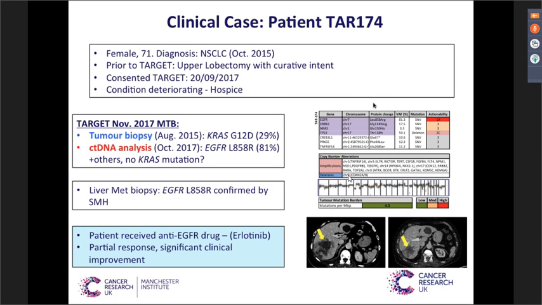So based on this ctDNA analysis, the patient was put onto an EGFR inhibitor, alitinib, which resulted in a partial response and significant clinical improvement. Subsequently, a liver met was taken in this patient, and this EGFR mutation was confirmed. This is a great example of where, if you'd acted on the historic tumor biopsy, the patient wouldn't have had a clinical option, but using the relevant ctDNA analysis gives us clinical options for this patient.